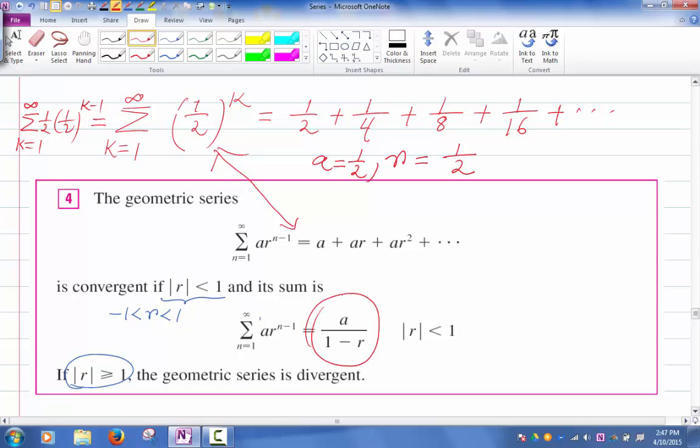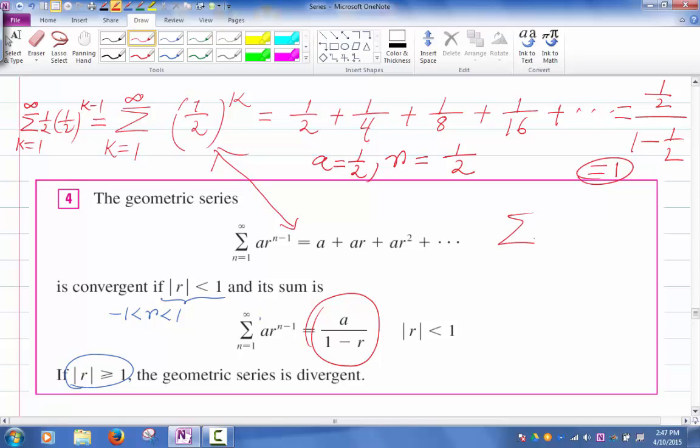So what's the sum? This is equal to a half divided by 1 minus r, which is 1 minus half. And what am I getting? I'm getting 1. Remember, this is what I got before too, when I talked about this before. Is everybody okay with that? Okay, let's do another example.